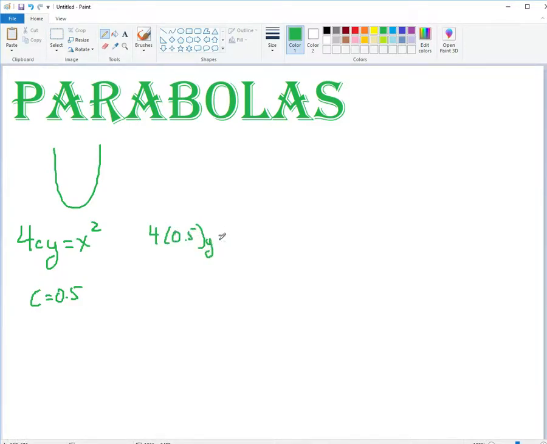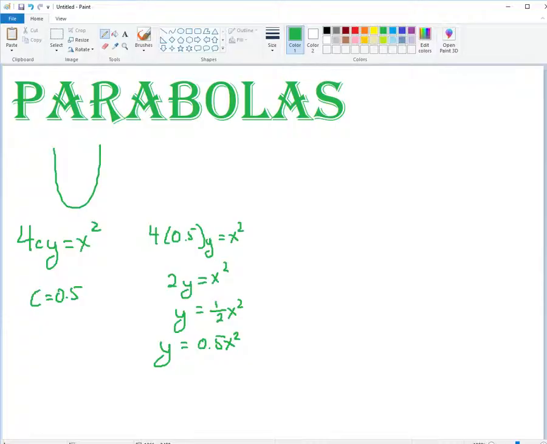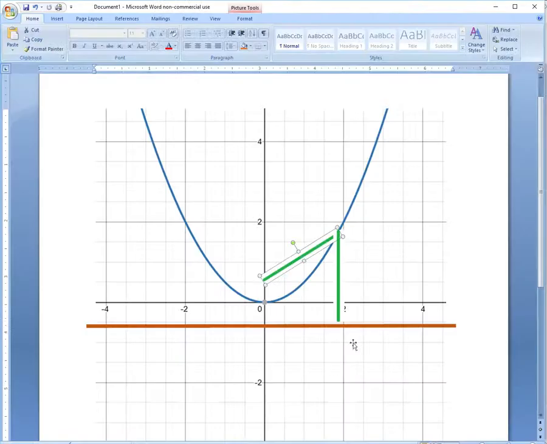0.5 y equals x squared. So 0.5 times 4 is equal to 2y equals x squared. And then therefore y is equal to 1/2 x squared, which so happens to be y equals 0.5x squared, like we typed in originally in Desmos. Now this might be slightly confusing because I chose to use 0.5, which happens to be the same measurement that we got from here, so bad on my part.